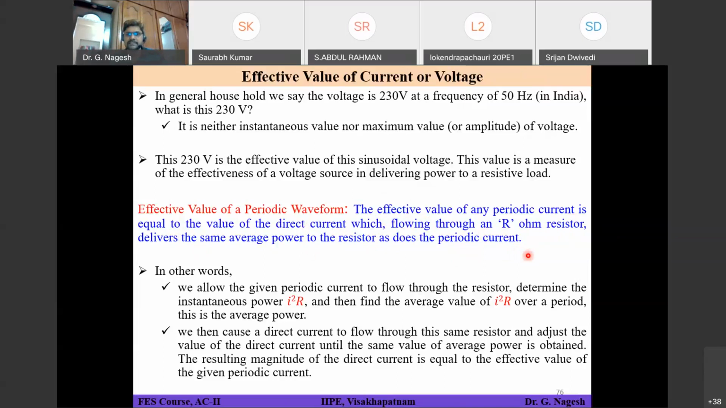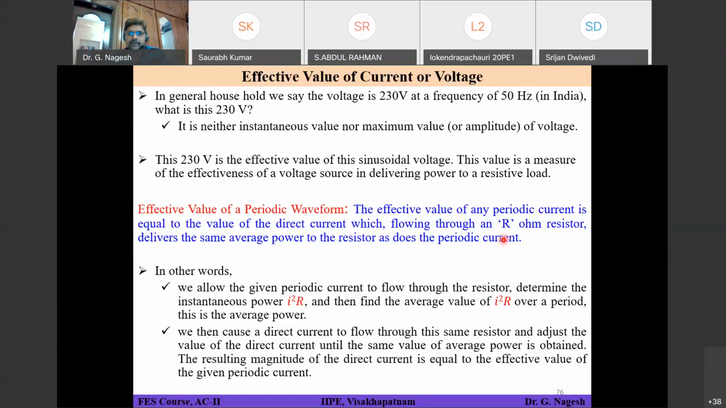So what it states is, if you have an R ohm resistor and you want to find out the effective value of some periodic current, what you have to do is allow that current to pass through that resistor and find out the average power. You can calculate average power.